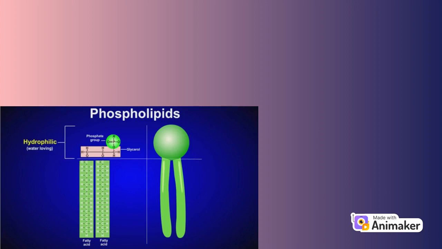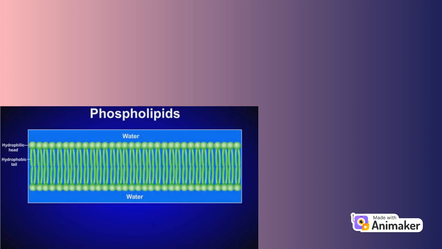Let's move on to the next category of lipids, which is phospholipids. Phospholipids are like triglycerides in that they contain glycerol and two fatty acids. What's different is that a phosphate group, rather than a third fatty acid, is attached to the third carbon of glycerol.